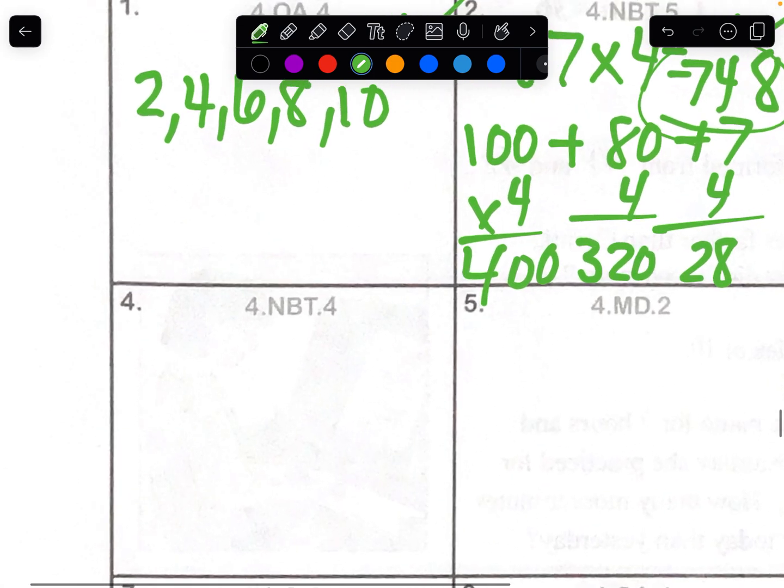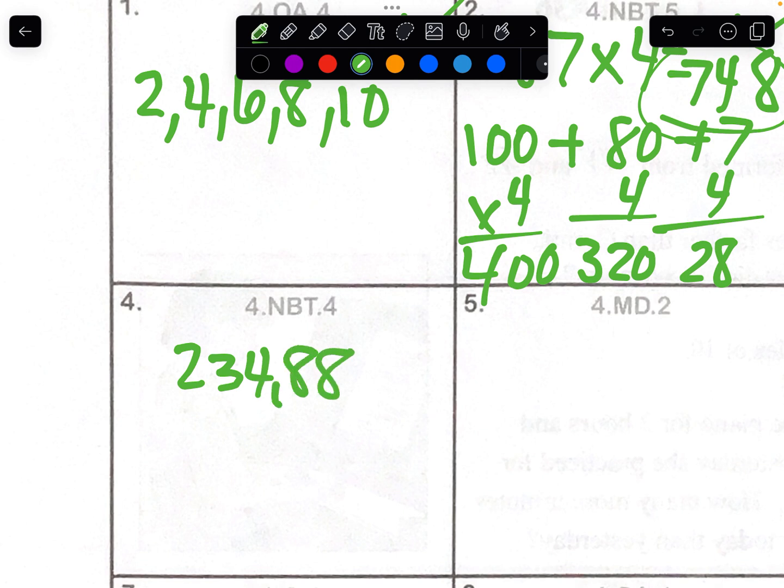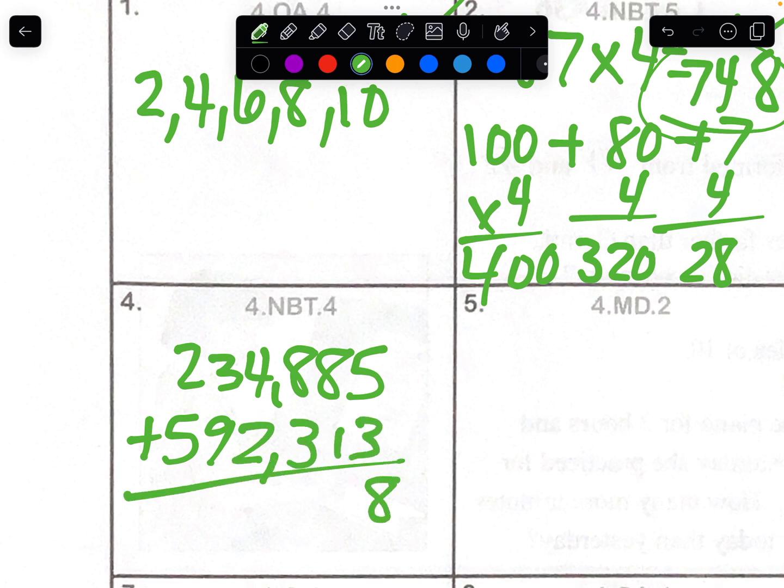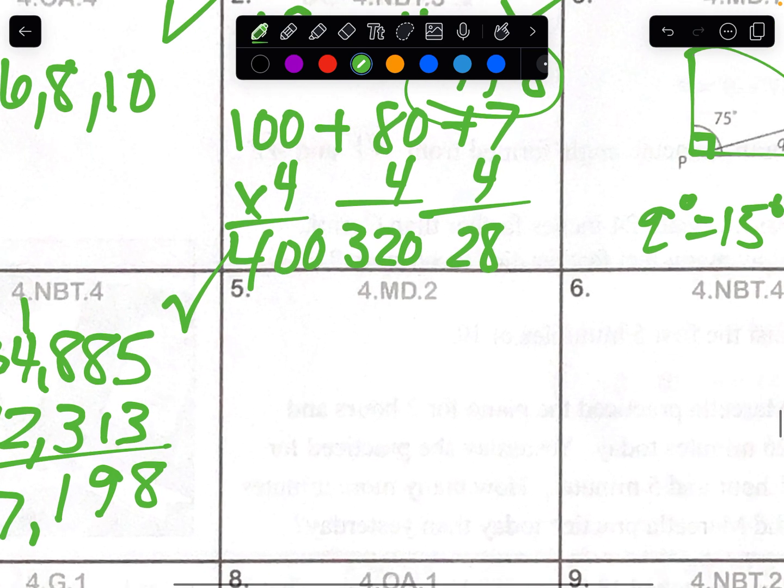All right, number 4, we are adding two 6-digit numbers. All right, 8, 9, 11, 7, 12, 827,198.